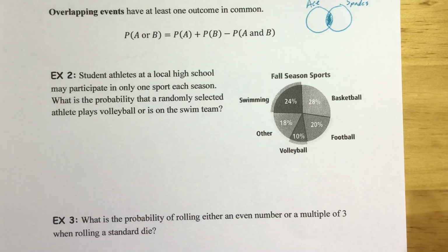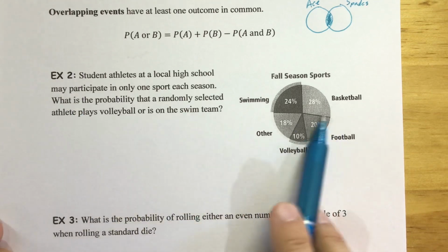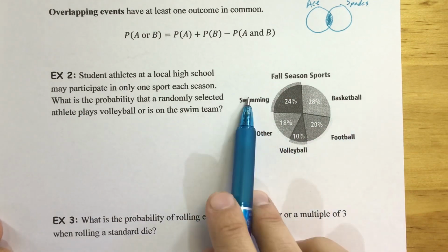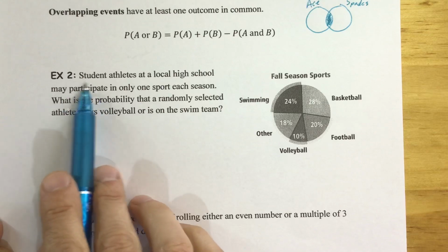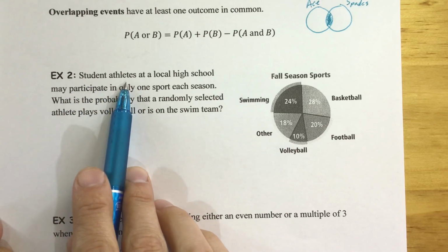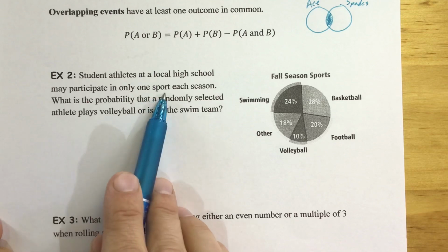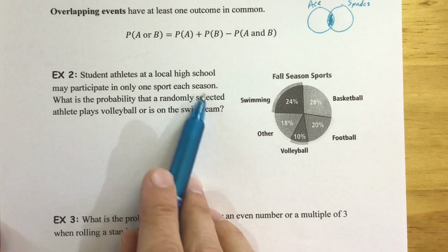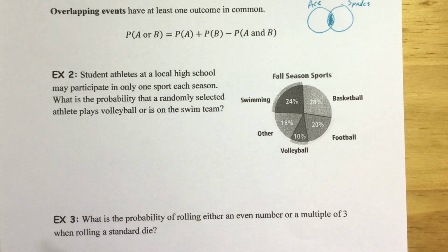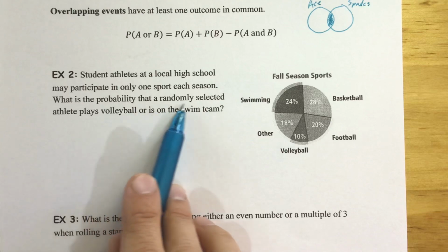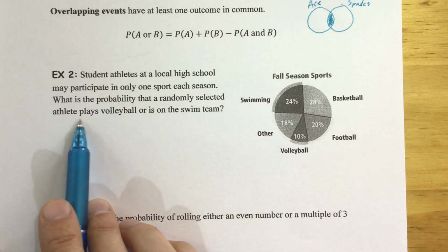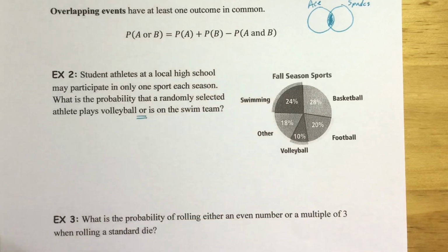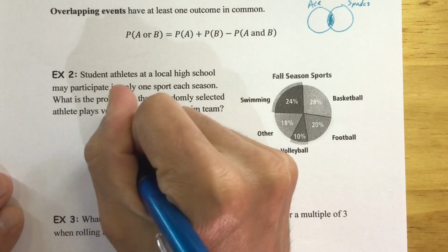Example number 2 is going to address the mutually exclusive type probability. What we have here is a pie chart of different sports for the fall seasons. All right, it appears that student athletes at a local high school may participate in only one sport each season. It's so unfair, isn't it? All right, they only get to choose one sport, which actually makes the problem really easy for us, though. That's why we like it. All right, what is the probability that a randomly selected athlete plays volleyball or, see that keyword there, or is on the swim team?